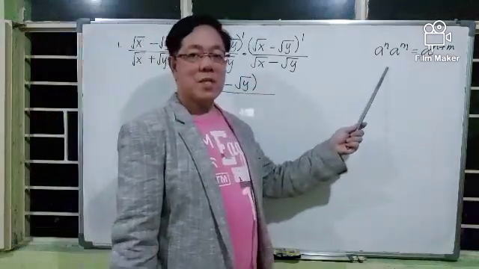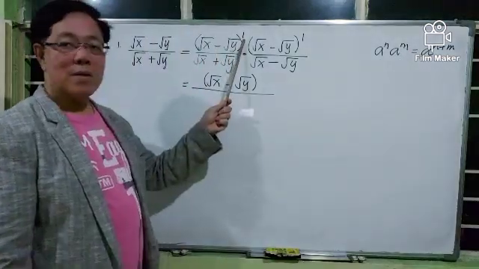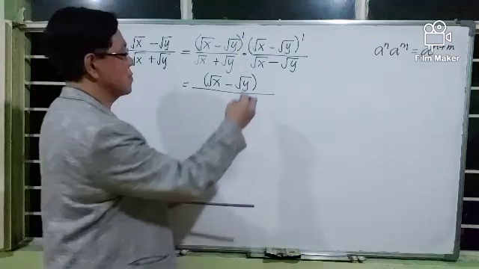And by this property, we add the exponents n plus m. We add 1 plus 1, which is 2.